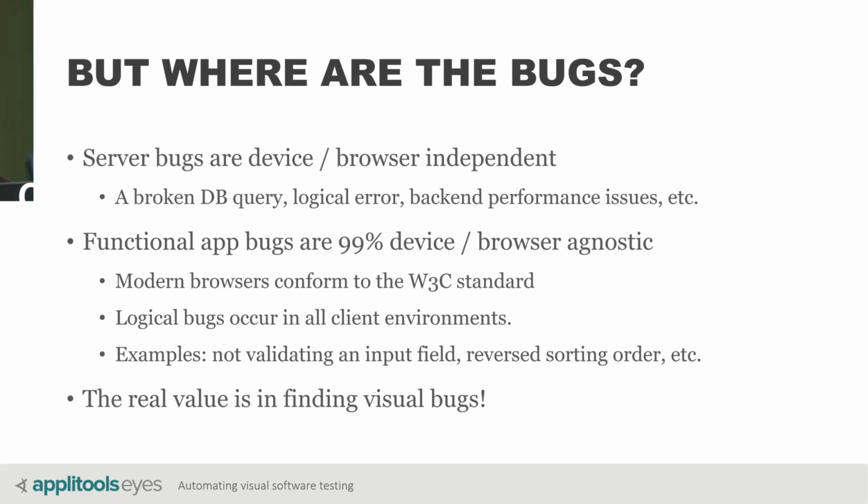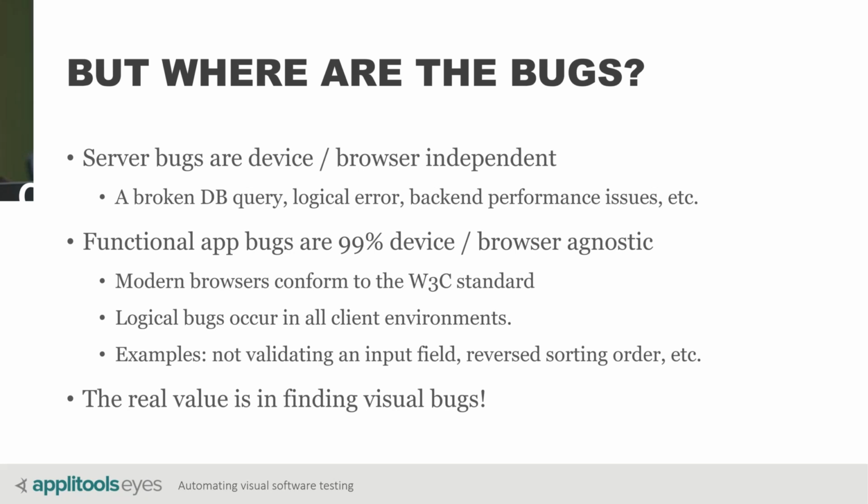But besides all this slowness and the security concerns, why are we really running this test? What is the ROI? What are the bugs that we are trying to find? If the bugs are on the server side, then of course it doesn't matter what device or browser we are running on. We'll find them. If it's a broken database query, a logical error, some kind of performance issue, we can even test it and find it at the API level. It doesn't matter if we run it on 20 different browsers and devices, this failure will occur in all of them. So we don't need to use this approach of cross-device and browser testing to find server-side bugs.